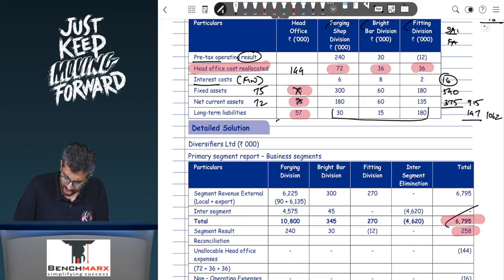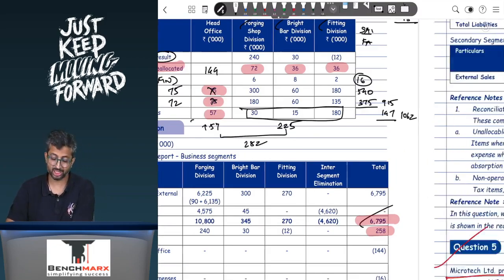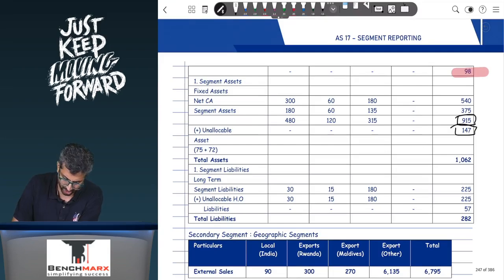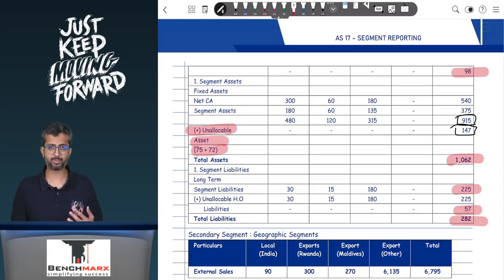In terms of liabilities, your total segment liabilities comes to I think 210, 225. To that you add 57 of unallocated liabilities. 225 plus 57 comes to around 282. So this is 282. Now there is no data regarding capex, no data regarding depreciation. So if I look at this, I see 915 plus 147. This is unallocable due to head office, and that will come to 1062. Liabilities 225 and 57 comes to 282. Perfect. Now there is no capex, no depreciation.